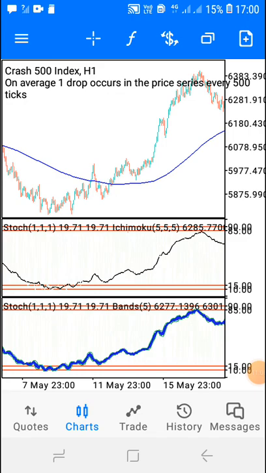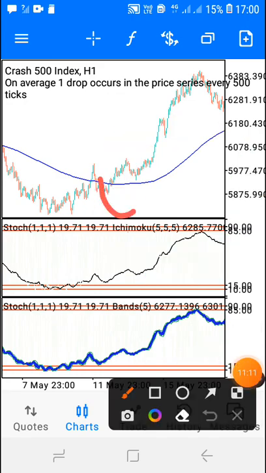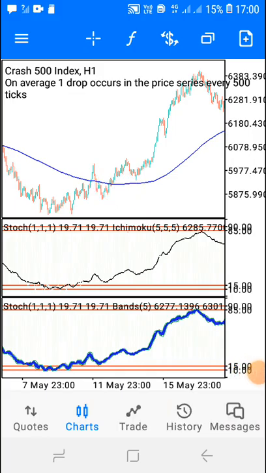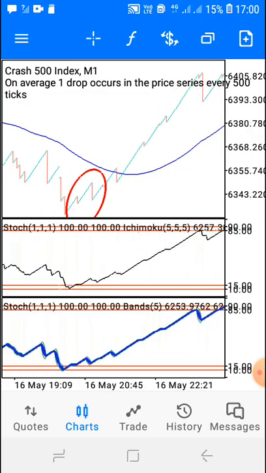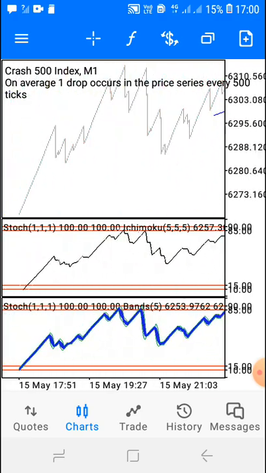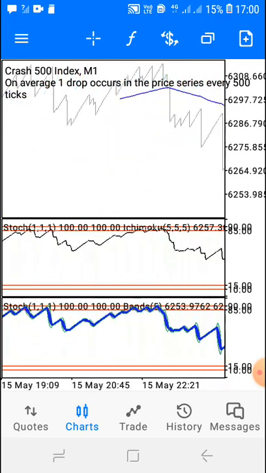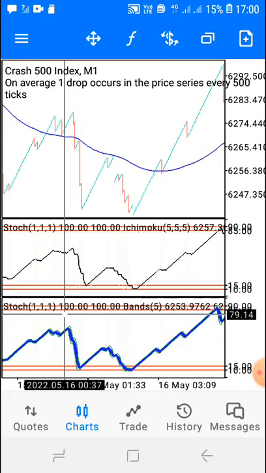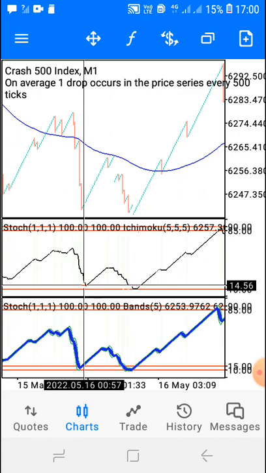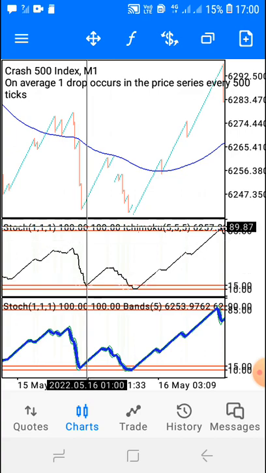Okay, so we can see on Crash 1000, on Crash 500 that the market is currently moving in an uptrend. So what we're going to do now is you are going to go to the 1 minute time frame, and once you're on the 1 minute time frame, you're just going to look at the Ichimoku and the Bollinger Bands. As you guys can see over here, check this out. The Bollinger Bands is at the 10 level, the Ichimoku is at the 10 level. Take an entry. Look at this.